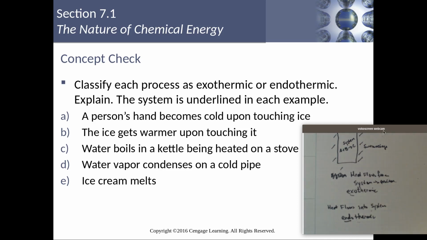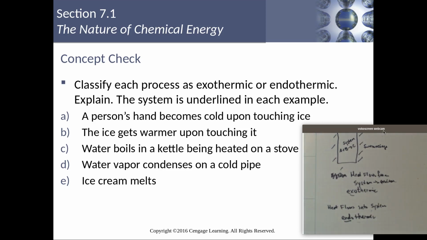It's really more of an issue of heat flows. A person's hand becomes cold upon touching the ice, so which is the system and which is the surroundings? It depends upon your viewpoint. Is it exothermic for your hand? If you put your hand on ice and that's your system, heat is flowing from your warm hand into the cold ice, and so that's exothermic. The ice gets warmer, so it's endothermic with respect to the ice.